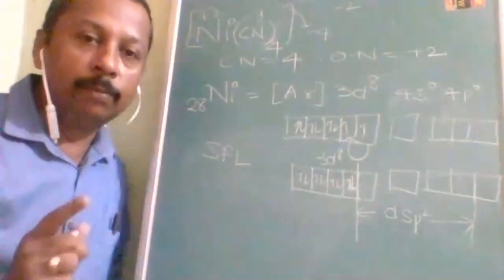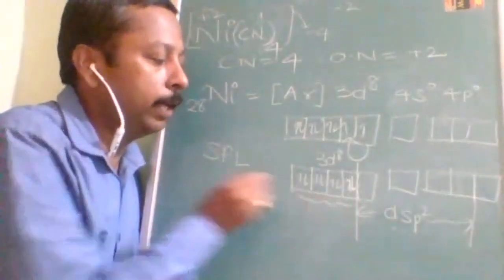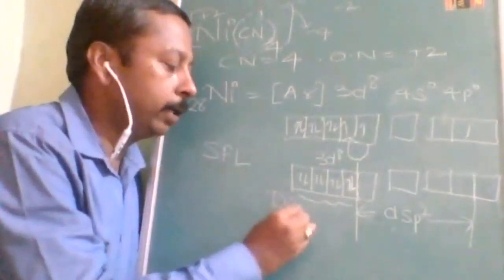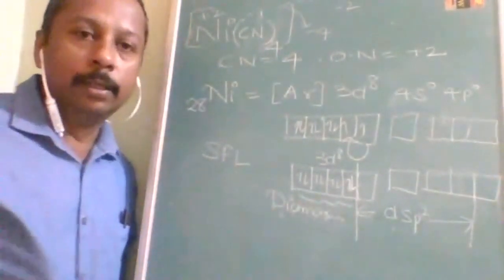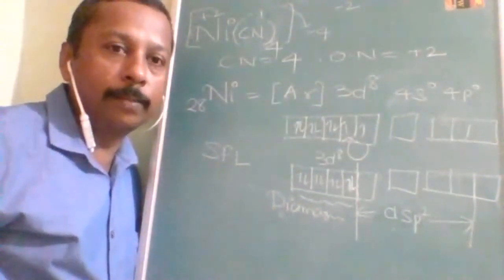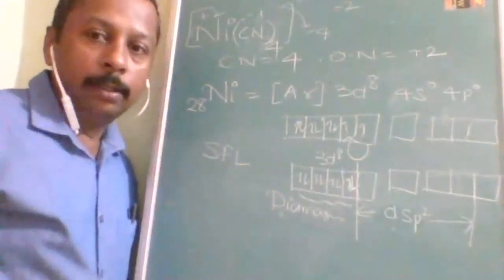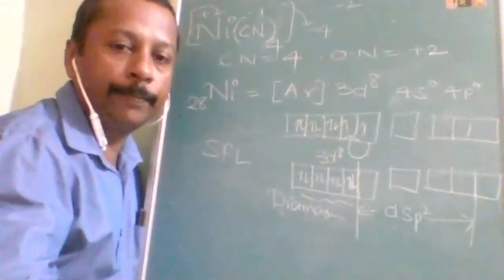The structure has changed, and one more change I want to emphasize is that here there is no unpaired electron, so it will become diamagnetic. Which magnetic? Diamagnetic. Is it understood, students? So this is the change when a weak field ligand is replaced by a strong field ligand. Any doubt about this? There is no doubt. Then we will start with the next part.